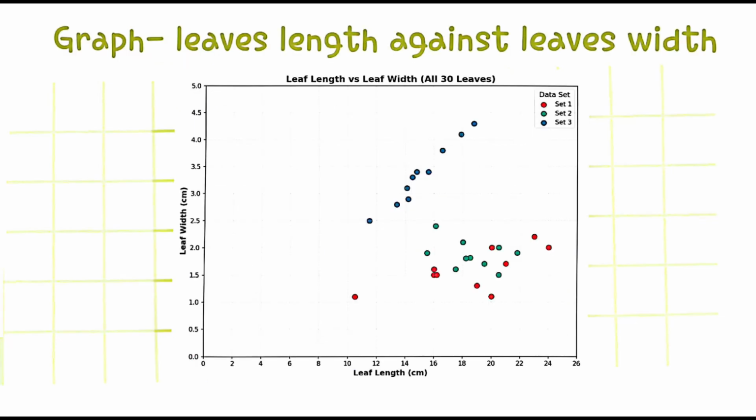So this is the plotted graph of leaf length against leaf width of set 1, set 2 and set 3. The red dots represent set 1, the green dots represent set 2 and the blue dots represent set 3. As we can see on the graph, there is a positive correlation between leaf length and leaf width. As the length of the leaf increases, the width generally tends to increase as well, though this relationship varies significantly between the groups.